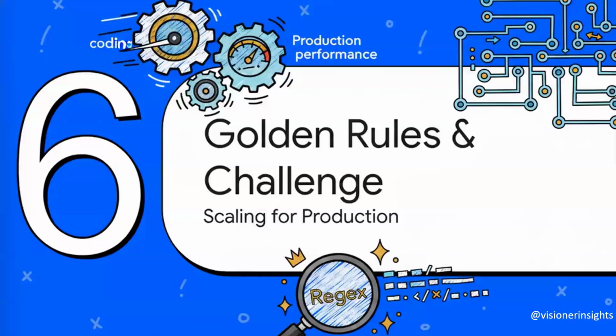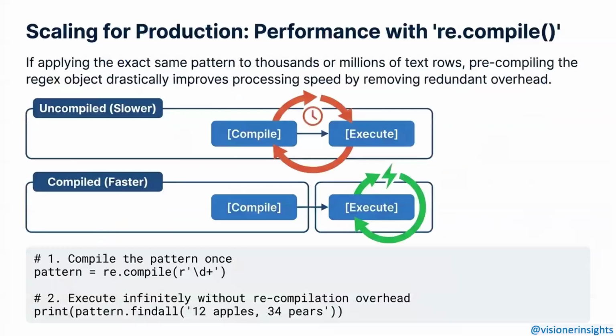Section 6. Golden rules and the challenge. Look, if your Python script is chewing through millions of rows of data, performance is absolutely critical. Instead of having Python evaluate the regex string on every single row from scratch, you need to pre-compile the pattern using re.compile. By compiling the pattern once into an optimized regex object and then running your execute loop using that specific object, you strip out redundant overhead. It drastically speeds up execution times for any large-scale production code.